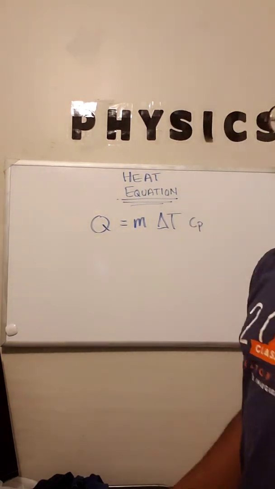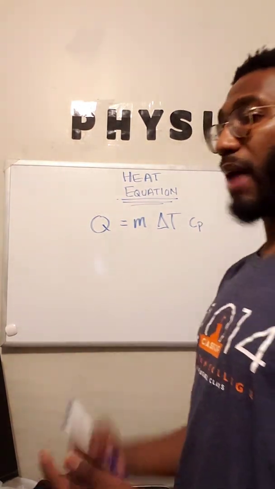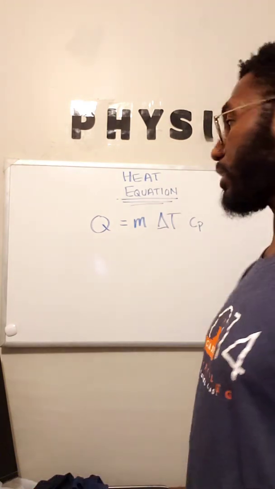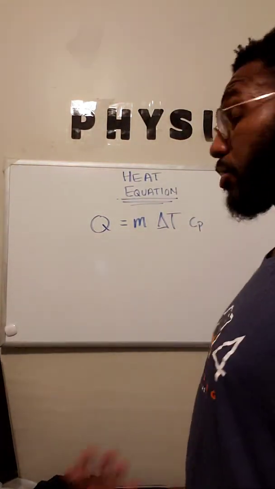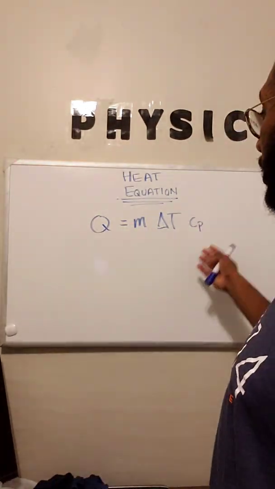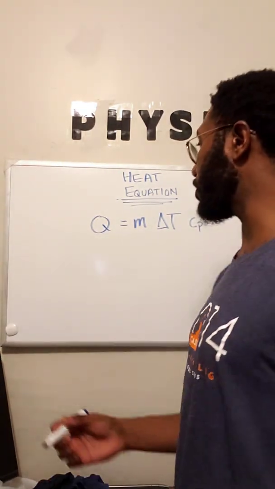So here we're starting with our equation. Let's say we know how much mass the object has, what the temperature range is, and we know the specific heat capacity. Well, in that case, it's great for us because all we have to do is plug those numbers in, and we can find the heat energy in joules.